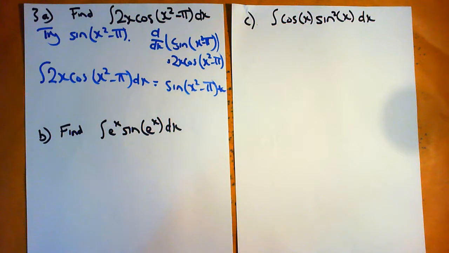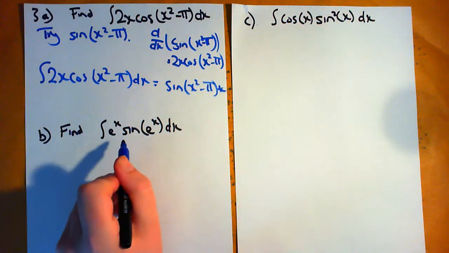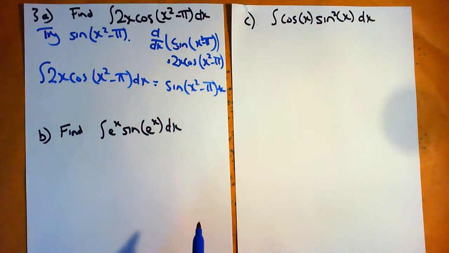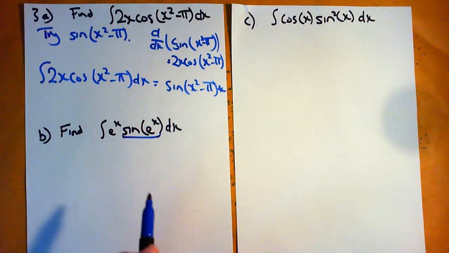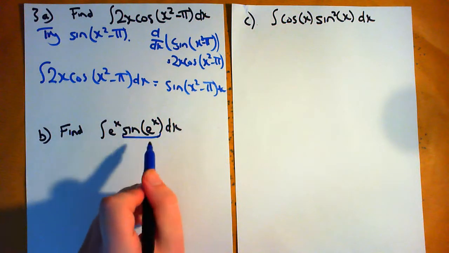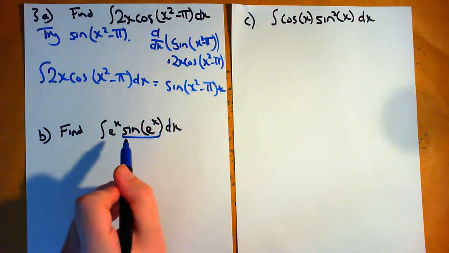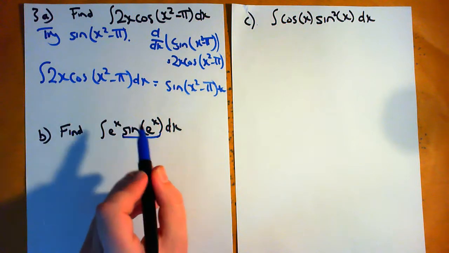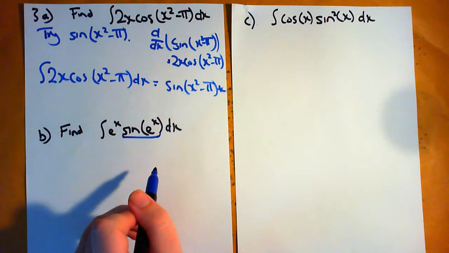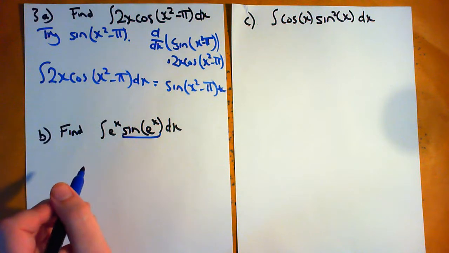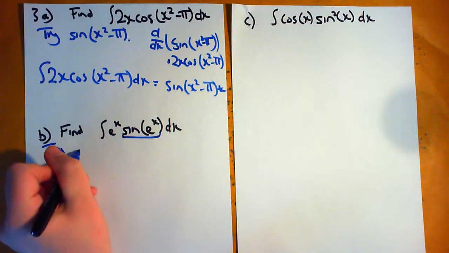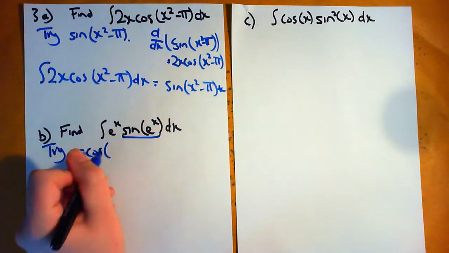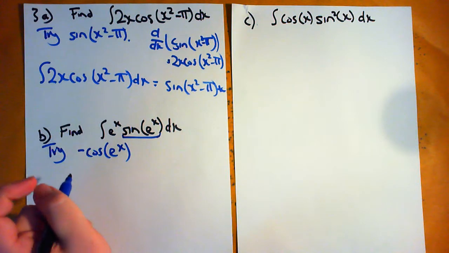Question B, we need to find the integral of e to the x sine of e to the x dx. E to the x is the derivative of that bracket, so for now let's just pay attention to the sine of e to the x. So by the chain rule we would have z equals e to the x and y equals sine of z. So e to the x is inside sine of z. So the outer function is sine, and if we try integrating that, the integral of sine is negative cosine of e to the x. So that's what we're going to try.